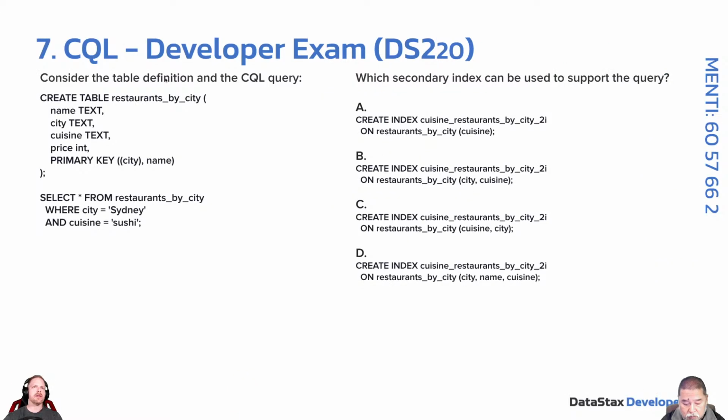So if you consider the table definition and the CQL query we see here, which secondary index can be used to support the query?